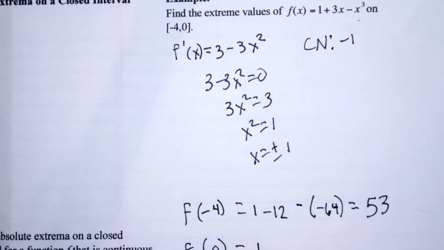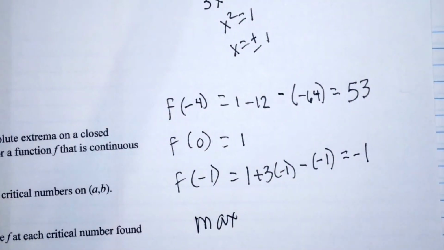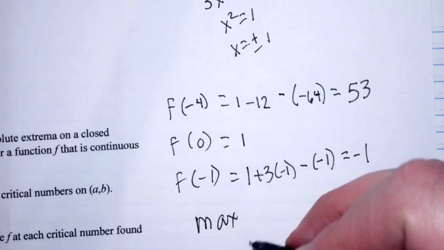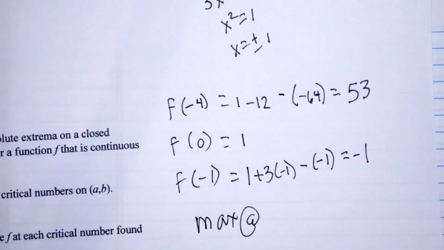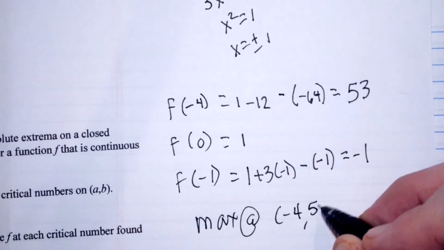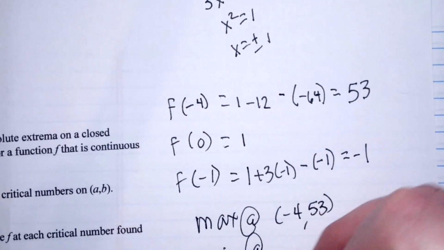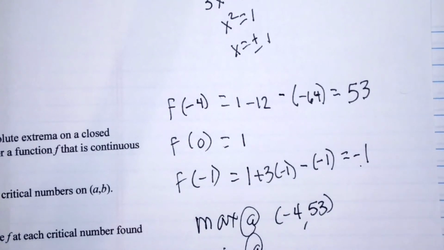So the absolute maximum occurs at x equals -4, y equals 53, and the absolute minimum occurs at -1, -1.